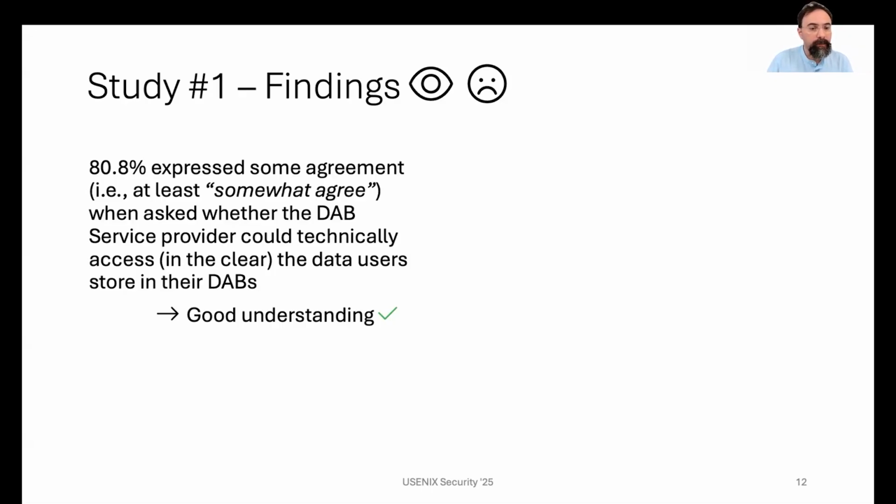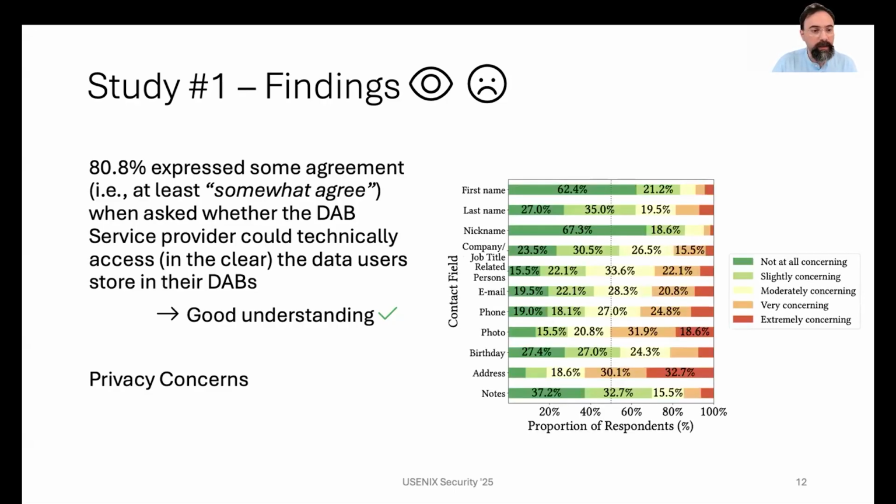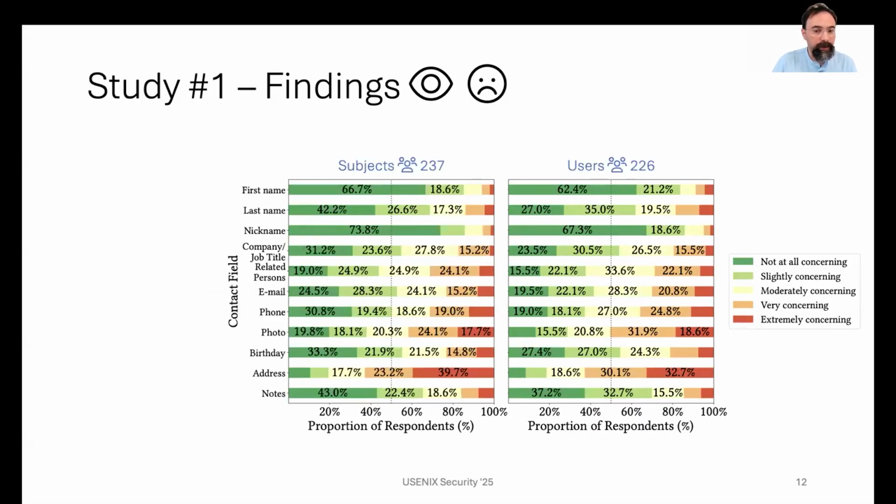We also asked them how concerned they were about the different types of information stored in contacts data, and two fields stood out as the most sensitive ones, which were address and photo. And there was also a similar trend for both data subjects and users.